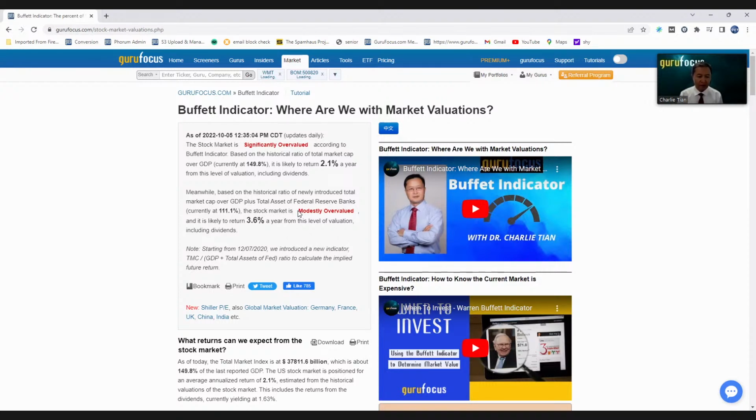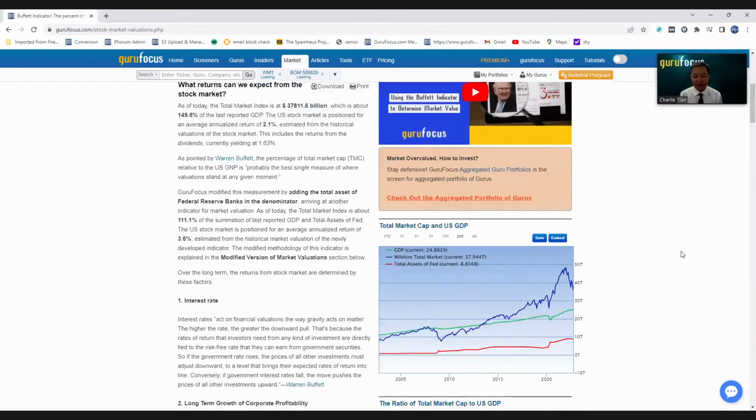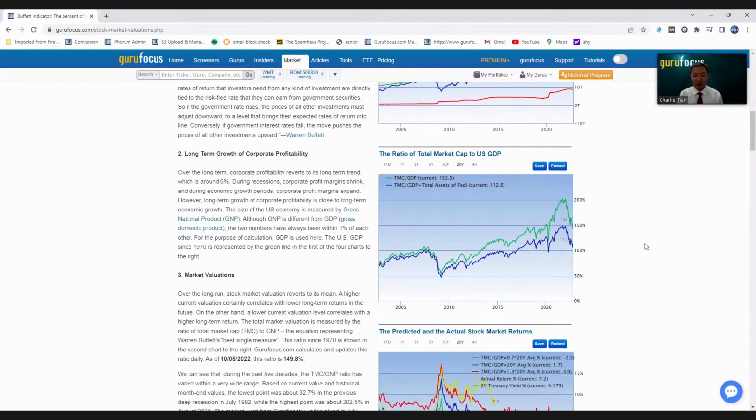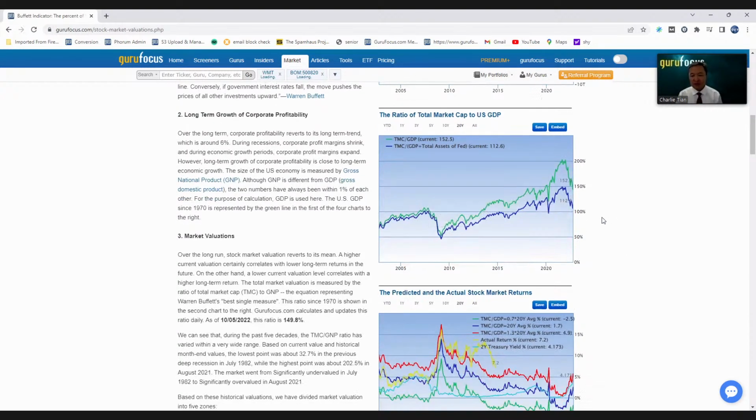Still, if we measure with the Buffett Indicator, the market is now modestly overvalued. The Buffett Indicator, again, is a ratio of total market cap over GDP. And we modified it to the ratio of total market cap over the GDP plus the total assets of the Federal Reserve, which is this blue curve here, which is not as overvalued as before. It is much better now.